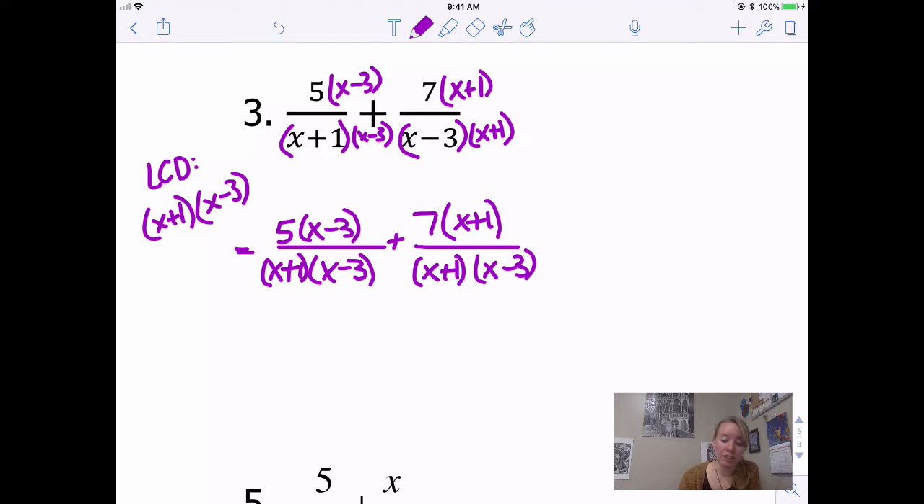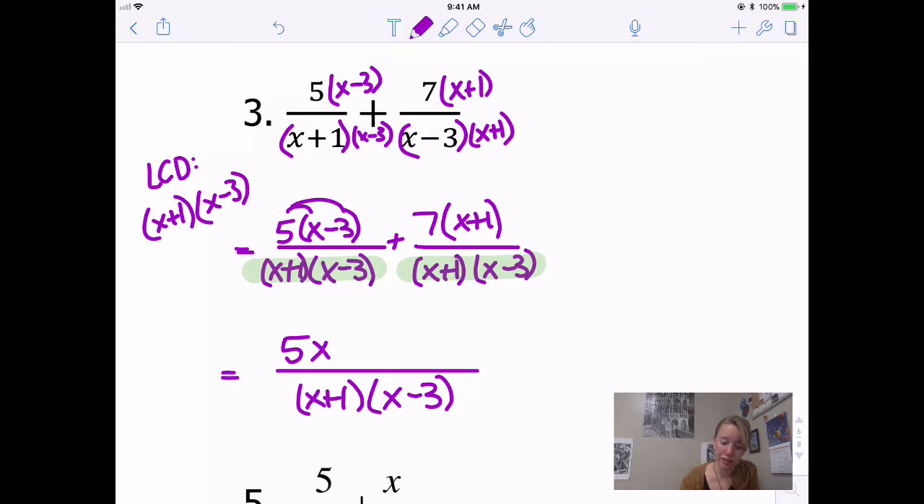And now we do have common denominators. Notice these are exactly the same. So when you have a common denominator, you can keep the denominator, x plus 1 times x minus 3, and then combine the numerators. I might distribute my 5x minus 15 plus 7x plus 7, because now what I can do is combine the like terms.